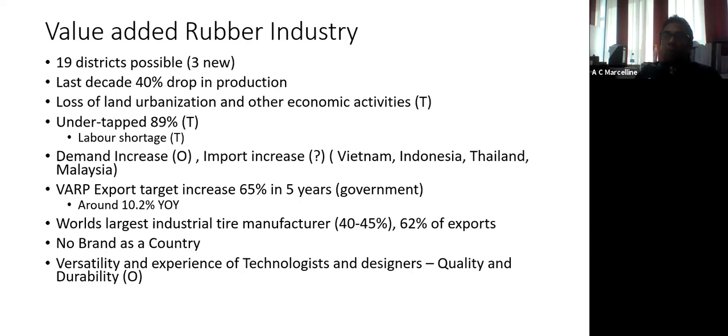It's possible to plant in 19 districts. They've added 3 more districts. Yeah, the trees, rubber trees. So that means except in 6 districts, in all the other 19 districts you can grow the trees. So that is interesting. You will realize why.